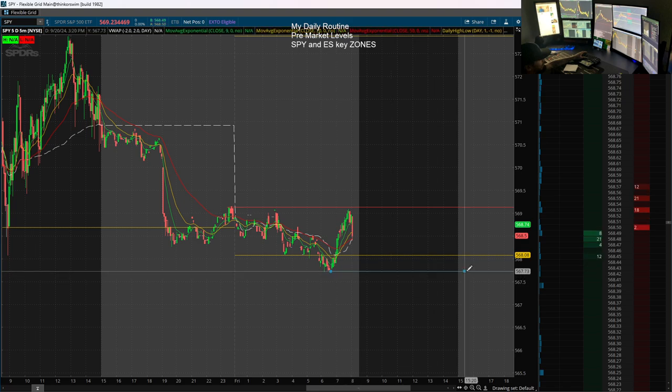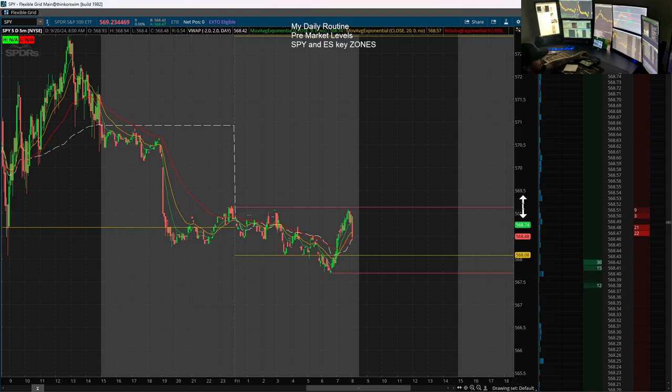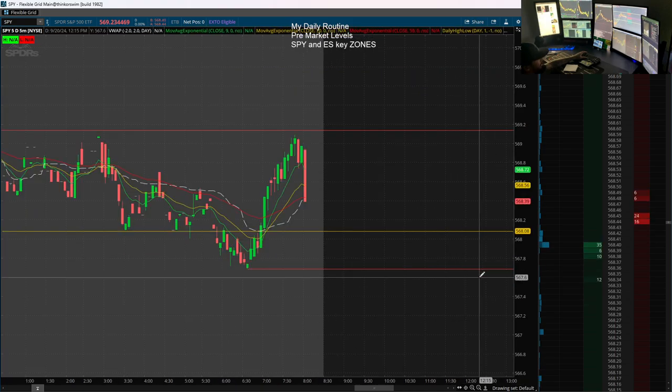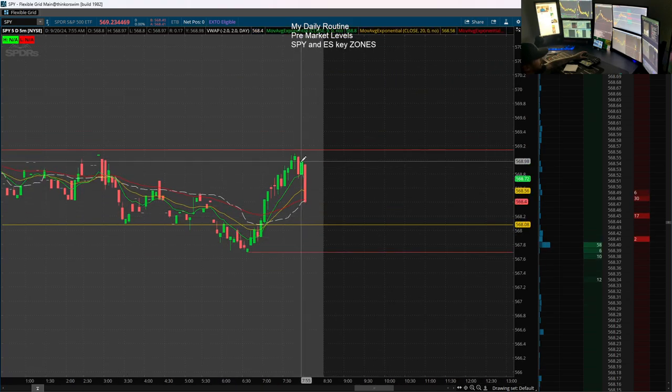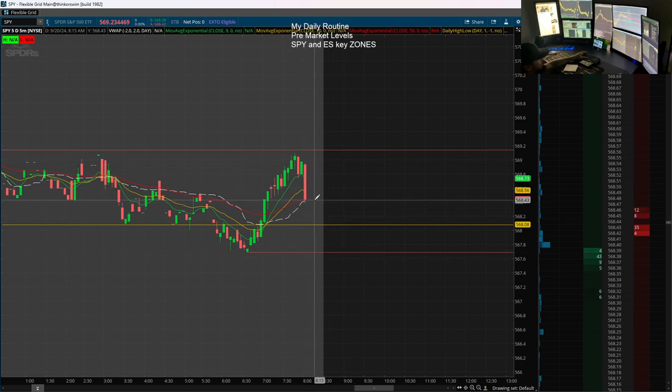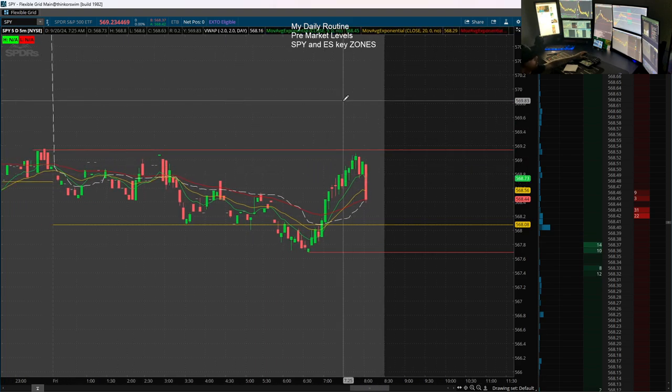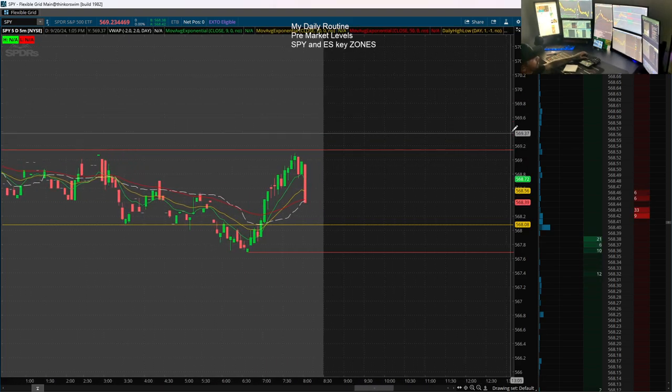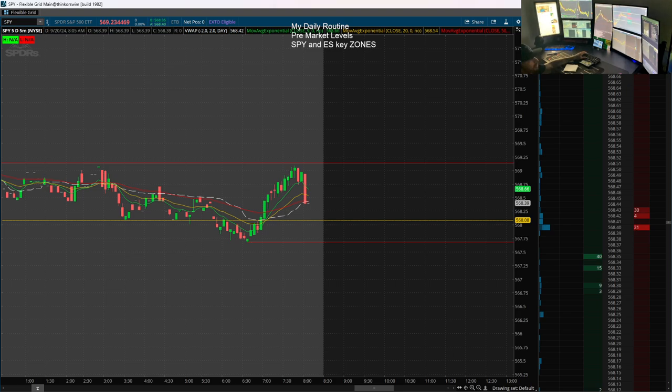And then for the short, plain and simple, you want to wait for the clean break of 567.69, waiting for the EMAs to point in that direction. Looks like the EMAs are lining up to go bearish at the moment. Let's wait for the clean break of the VWAP. Remember, no shorts above the VWAP and no longs below the VWAP, right? Let's keep it nice and simple today.